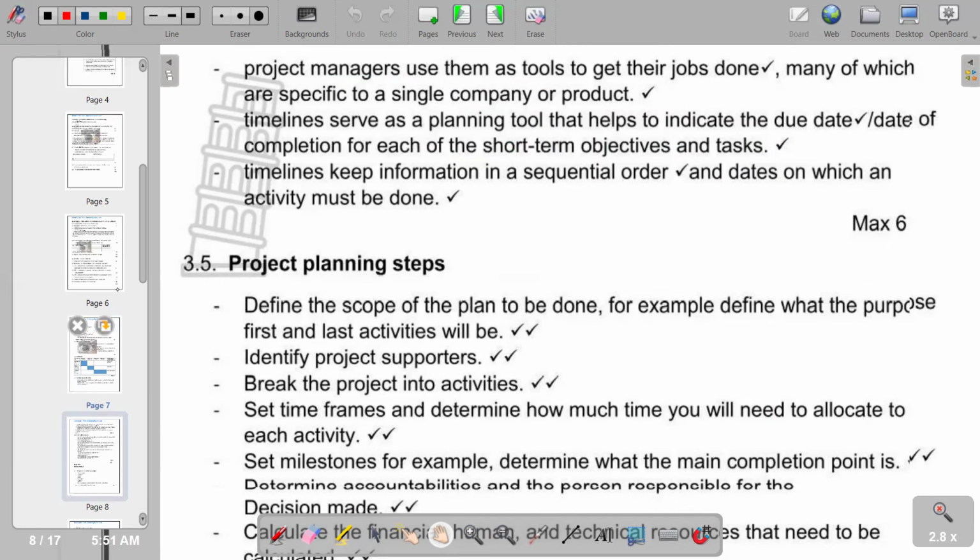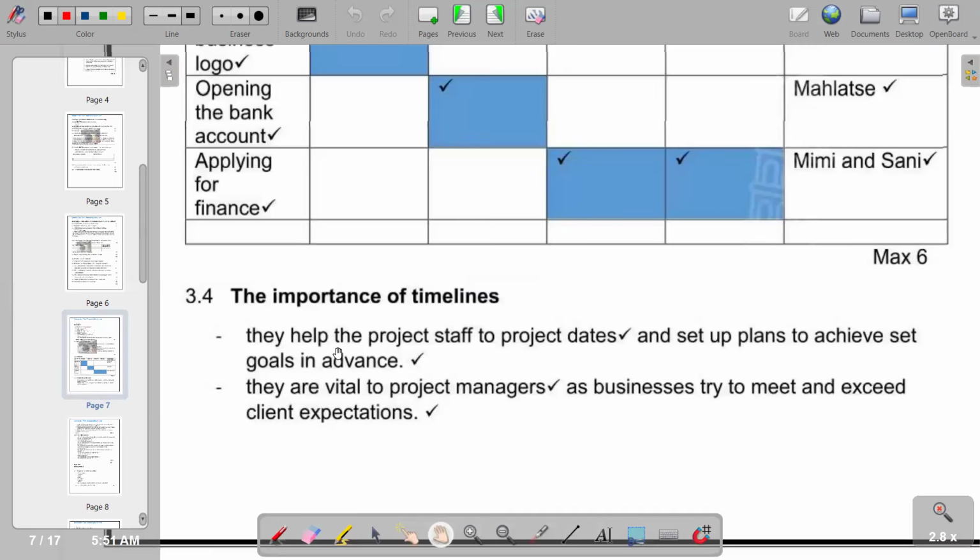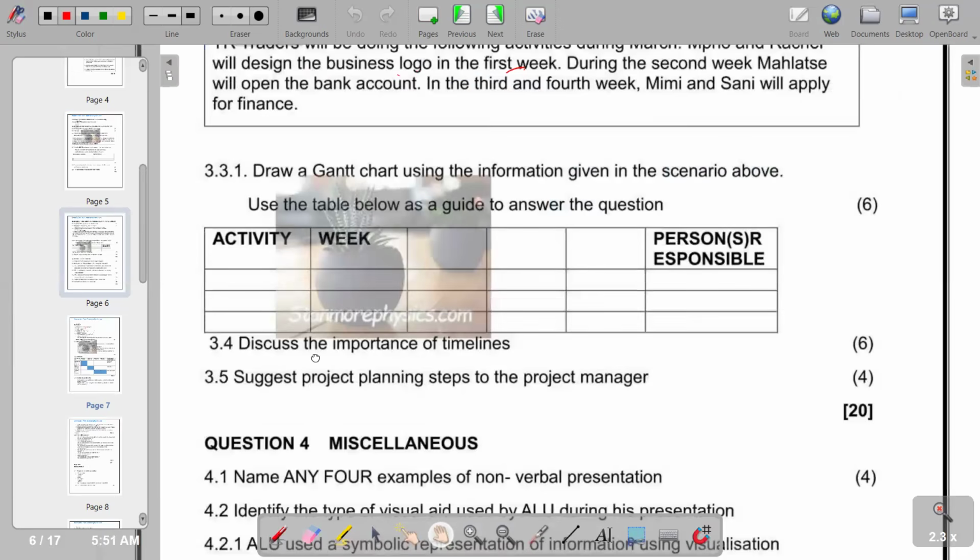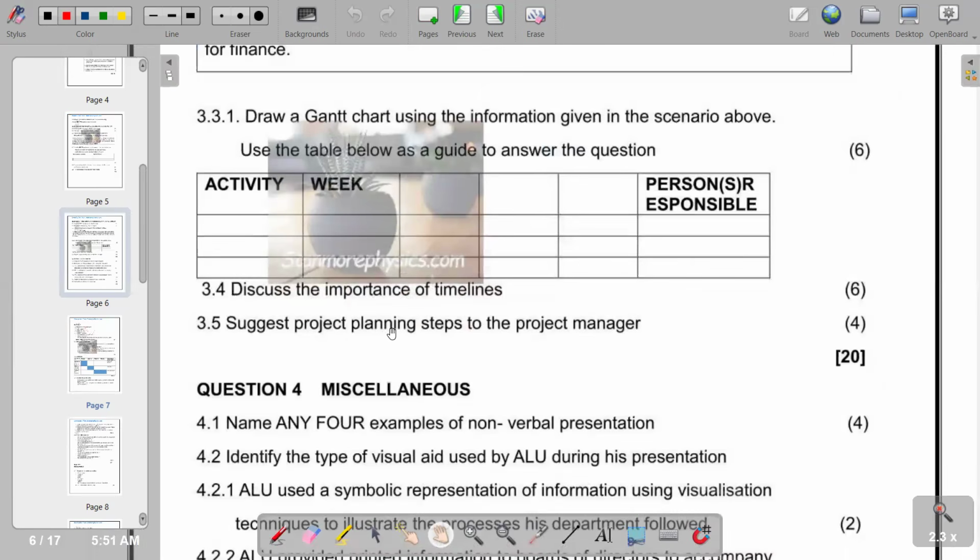And then we move on to the next question, which is 3.5: suggest project planning steps to the project manager. Of course, this is going to be the last question that we have on question 3.